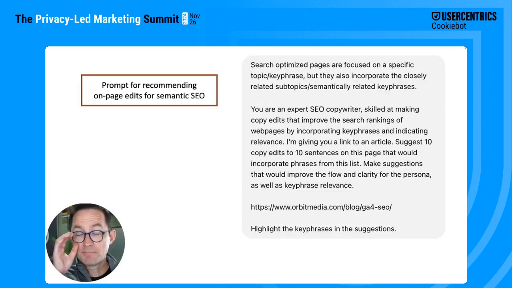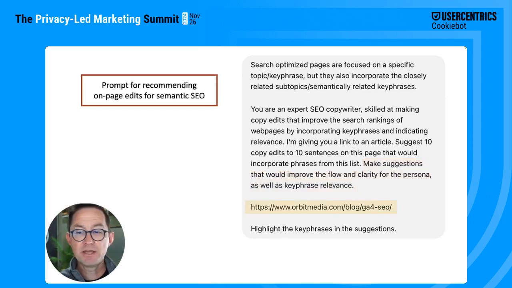Now I'm going to give it a prompt to make some edits based on that. And I'm going to tell the AI what we're looking for. Search optimized pages are focused on a specific key phrase, but they also incorporate all those closely related phrases. You're a semantic copywriter. You're skilled at making copy edits that improve search rankings by incorporating related phrases. I'm giving you an article, suggest 10 copy edits to 10 sentences that would incorporate phrases from this list. Make suggestions that improve the flow and clarity. I don't want to be a spammer here. I'm still talking to a human in the end.